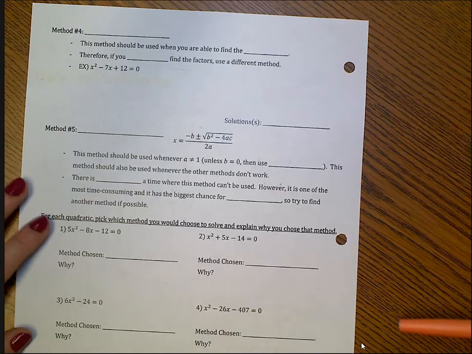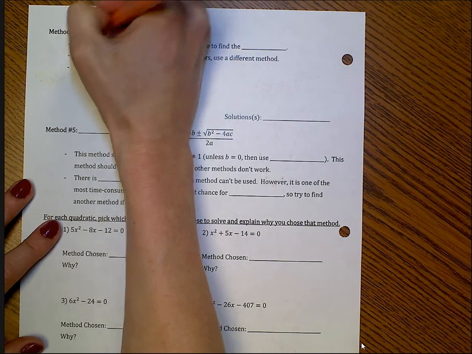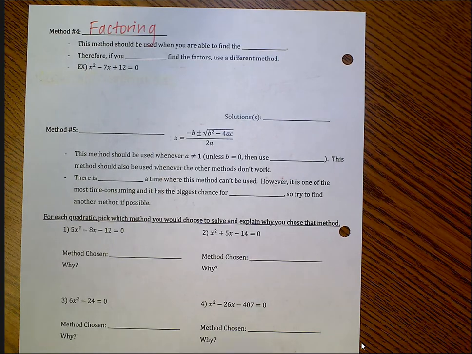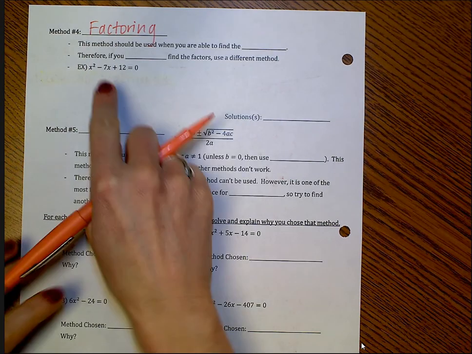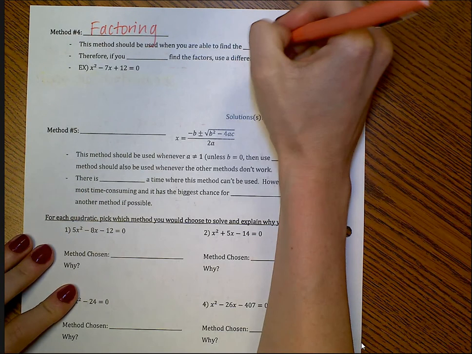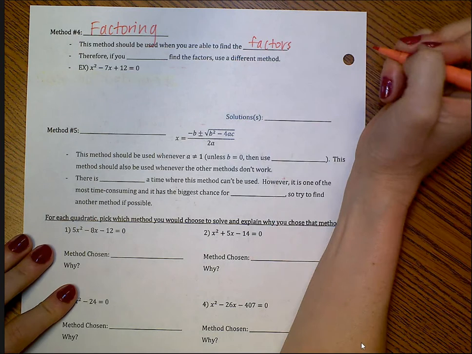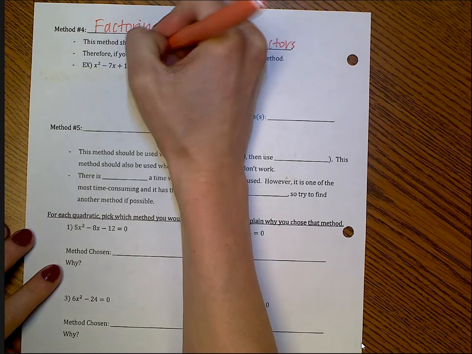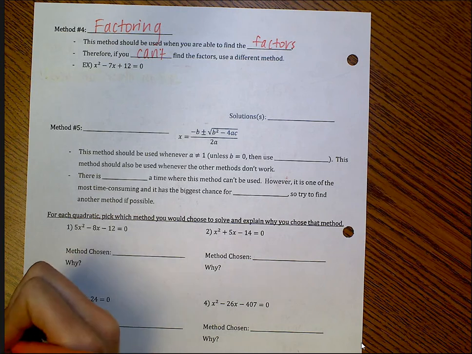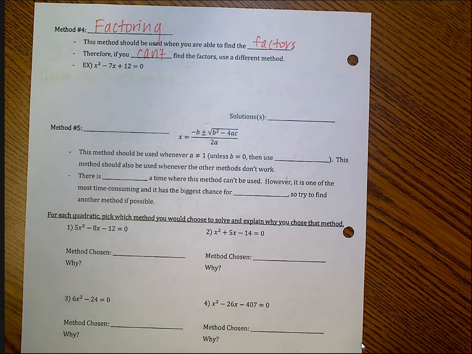Method number 4 was factoring. Okay, so let's jot down some notes on when factoring would be good to use. This method should be used when you are able to find the factors. So if you can't find the factors, and I'll show you what I mean by that, then you should just move on quickly and use a different method. So here's what I'm going to look at, and I'm going to also make another note.